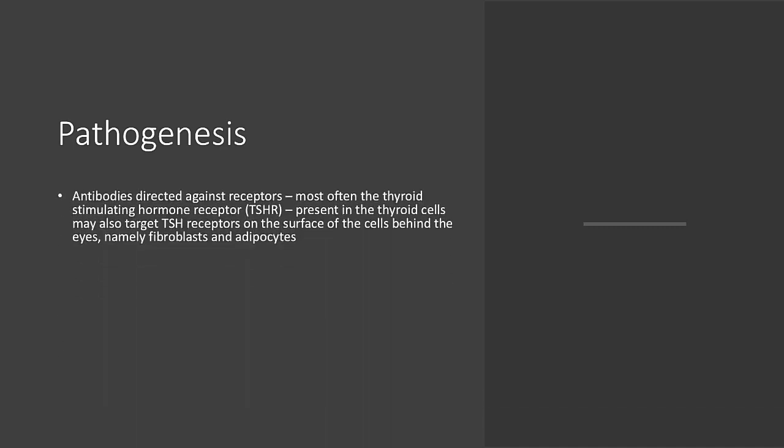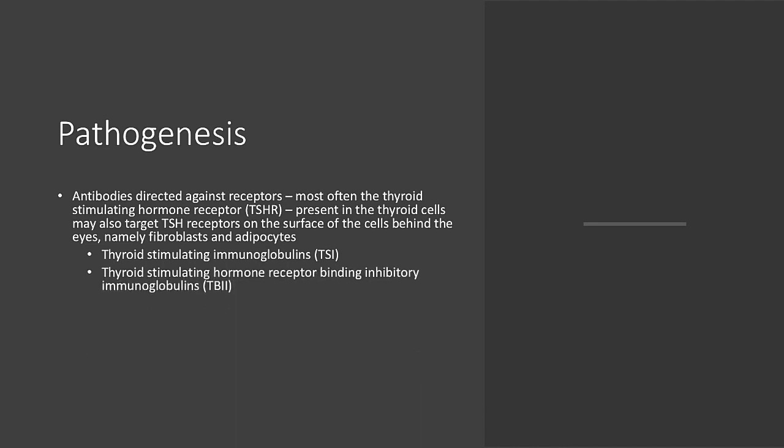We will now look at the pathogenesis that was alluded to on the previous slide. Autoantibodies directed against receptors, most often the thyroid-stimulating hormone receptor, present in the thyroid cells may also target thyroid-stimulating hormone receptors on the surface of the cells behind the eyes, namely fibroblasts and adipocytes. There are two subtypes of these antibodies: thyroid-stimulating immunoglobulins, TSI, which directly activate the thyroid-stimulating hormone receptor, and thyroid-stimulating hormone receptor binding inhibitory immunoglobulins, TBII, which prevent thyroid-stimulating hormone from binding to its receptor. Both are positively correlated with the clinical activity and severity of thyroid eye disease and can be detected in up to 98% of affected patients.